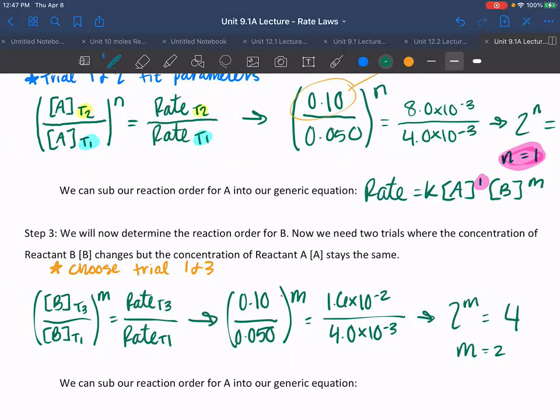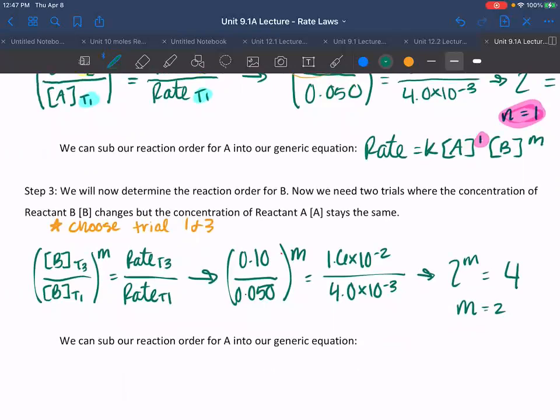So now we're able to sub this into our generic rate law, and we get that our rate is equal to K times A to the first power times the concentration of B to the second. K is the rate constant. So we're gonna actually figure out what K is for this reaction now.